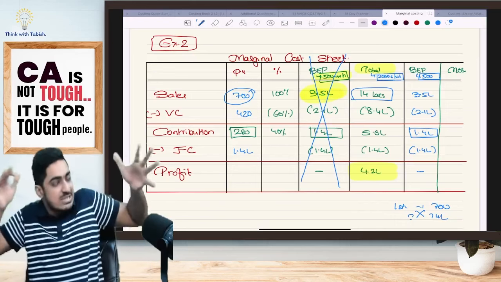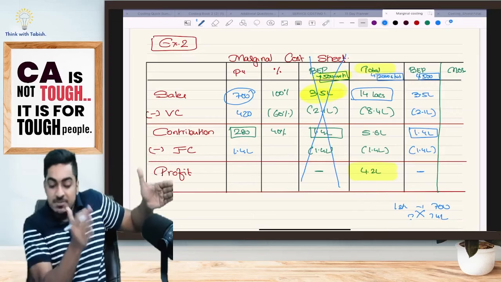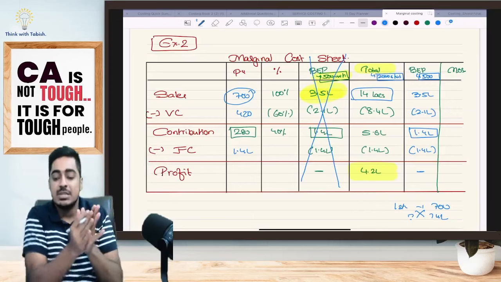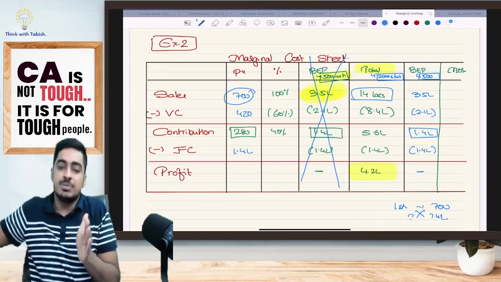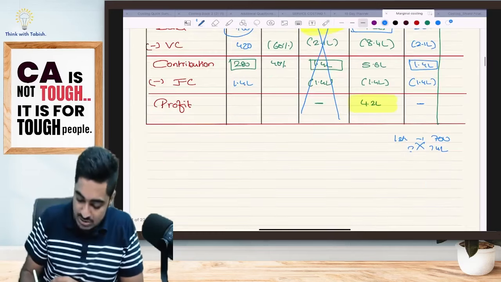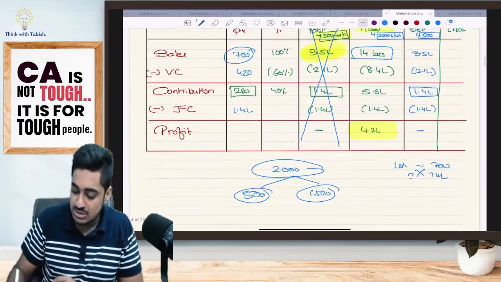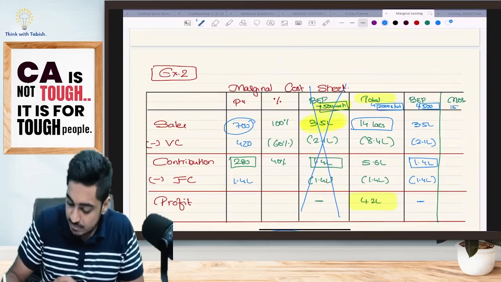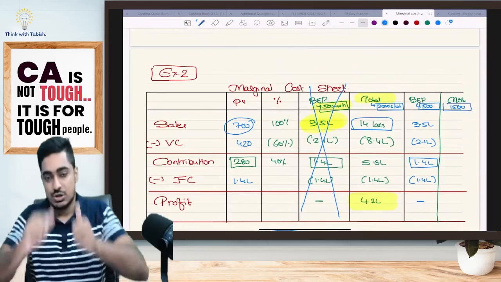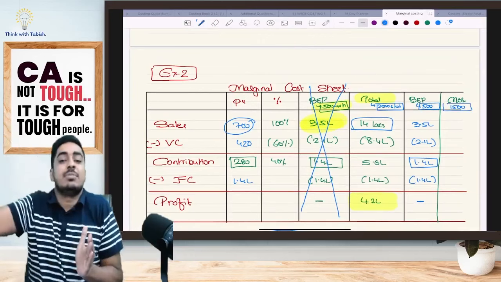So total 2000 shirts I sold. In that, first 500 shirts are for BEP. That means how much is MOS? After BEP, how much did I do? Total 2000. In that, my BEP is 500. That means how much is my MOS, students? 1500 is MOS. Yes or no, everyone? Perfect. So 1500 shirts I'm selling after break even point.